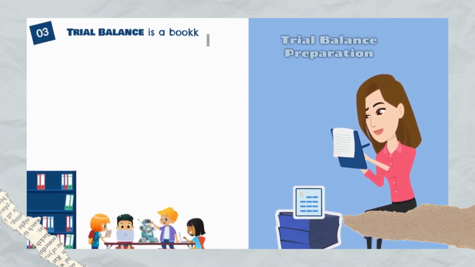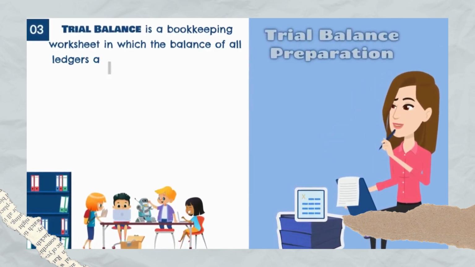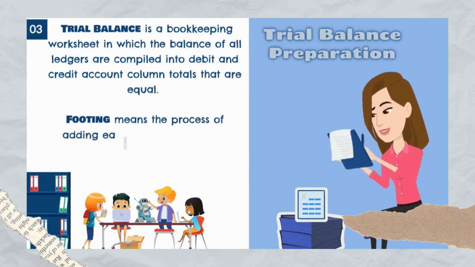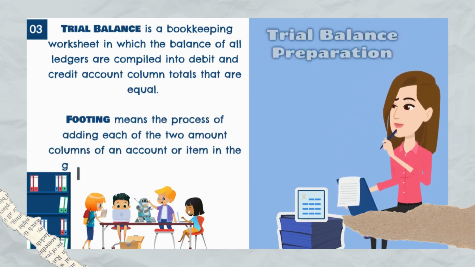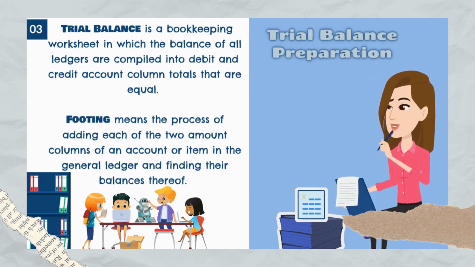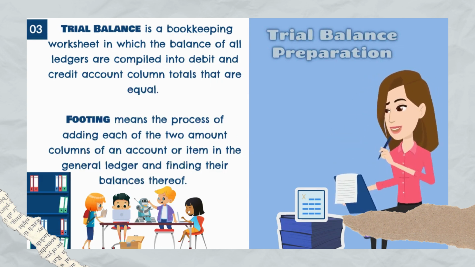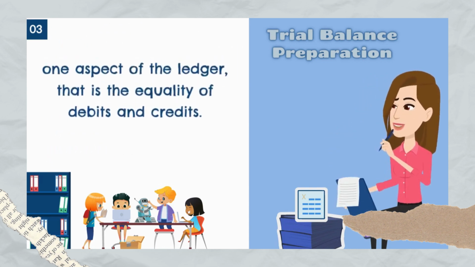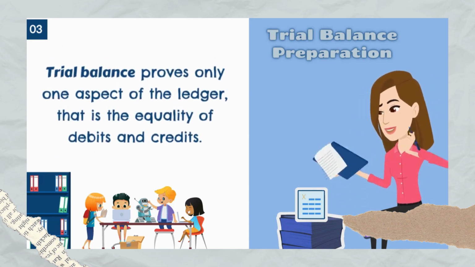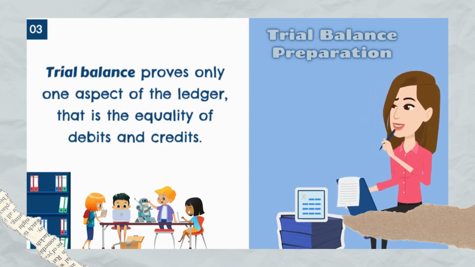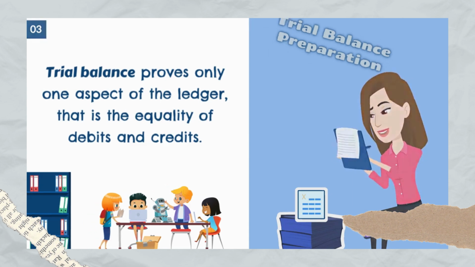Step 3. Trial balance preparation. A trial balance is a bookkeeping worksheet in which the balances of all ledgers are compiled into debit and credit account column totals that are equal. Footing means the process of adding each of the 2 amount columns of an account. Remember, a trial balance does not prove the transactions have been correctly analyzed and recorded into the proper accounts. This proves only one aspect of the ledger, that is the equality of debits and credits.